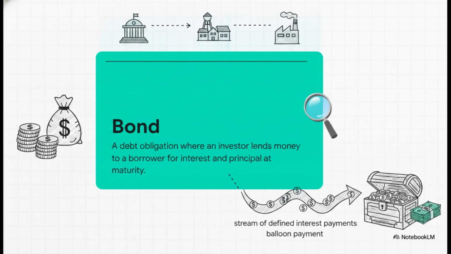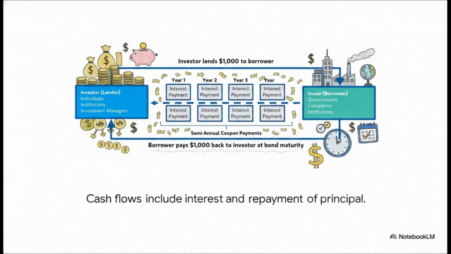And in return for your cash, that entity is legally obligated to give you two things: a steady stream of defined interest payments over a set time, and a massive balloon payment at the very end to return your initial principal. Just think about the timeline of how this works. Your initial $1,000 goes straight to the issuer. Then, through year 1, year 2, year 3, and so on, you collect those semi-annual interest payments, what we in the biz call coupons. Finally, at the end of the line, when the bond hits its maturity date, the borrower pays that original $1,000 right back to you. It's a highly structured, perfectly contractual cash flow.